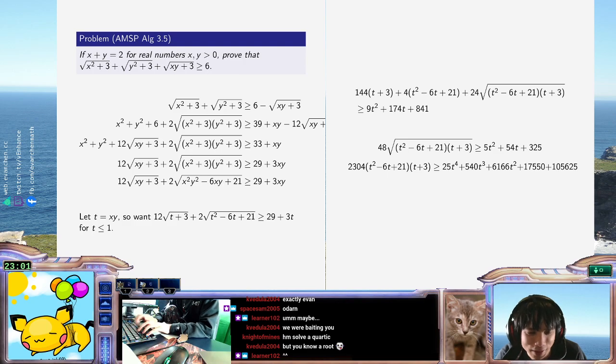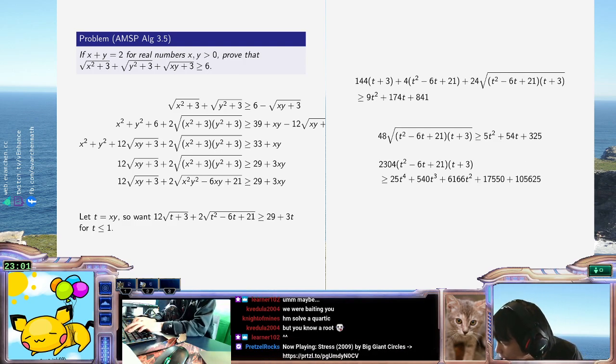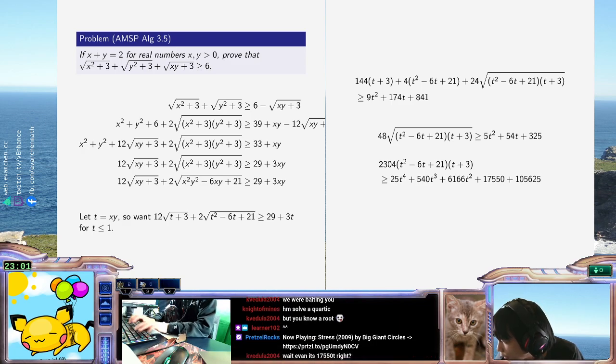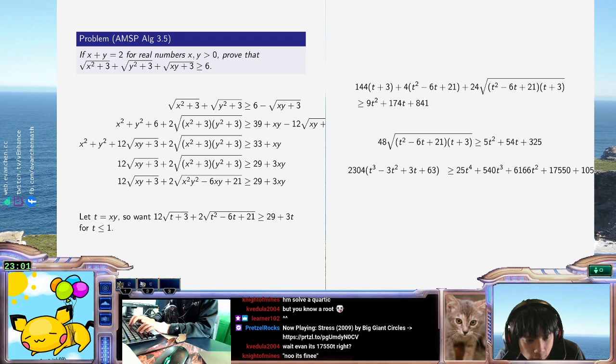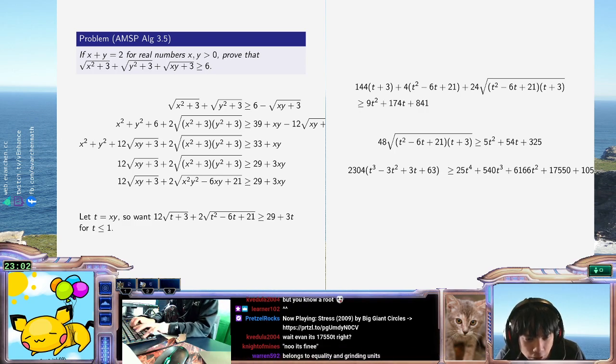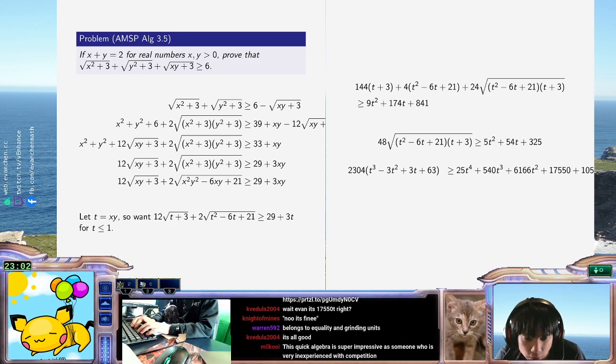I thought you guys were big. I was like, it's not going to be clean. And people are like, no, it's fine. Okay, so the inside stuff I can do by hand. It's t cubed minus 3t squared plus 3t plus 63. And this I can debug by plugging in t equals 1. That's fine. So now the left hand side is that, and then 6,912t squared plus 6,912t plus, oh my lord, 12, 18, 24, 6, 145,152.